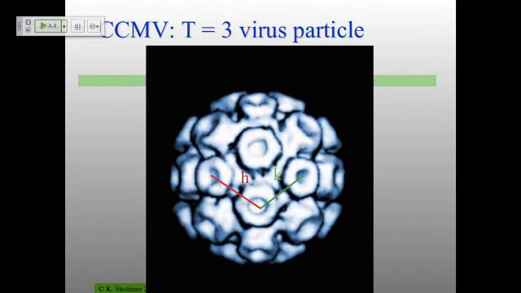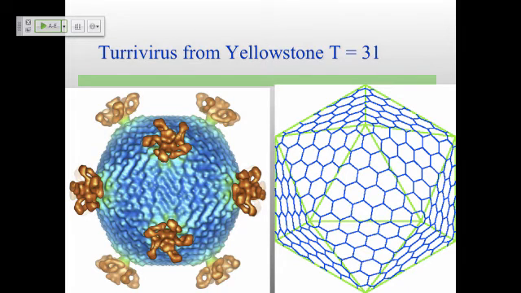So here is Cowpea chlorotic mottle virus, a T equals 3 virus particle. Here are our 5-fold axes of symmetry. There's one right here, one up there, one here, one down there. Getting from one 5-fold to the next 5-fold via the 6-folds: k of 1, h of 1. Clear? Everybody happy with this? Yes? No? Nodding heads? Good? Okay. How do you get to 31 from this one?